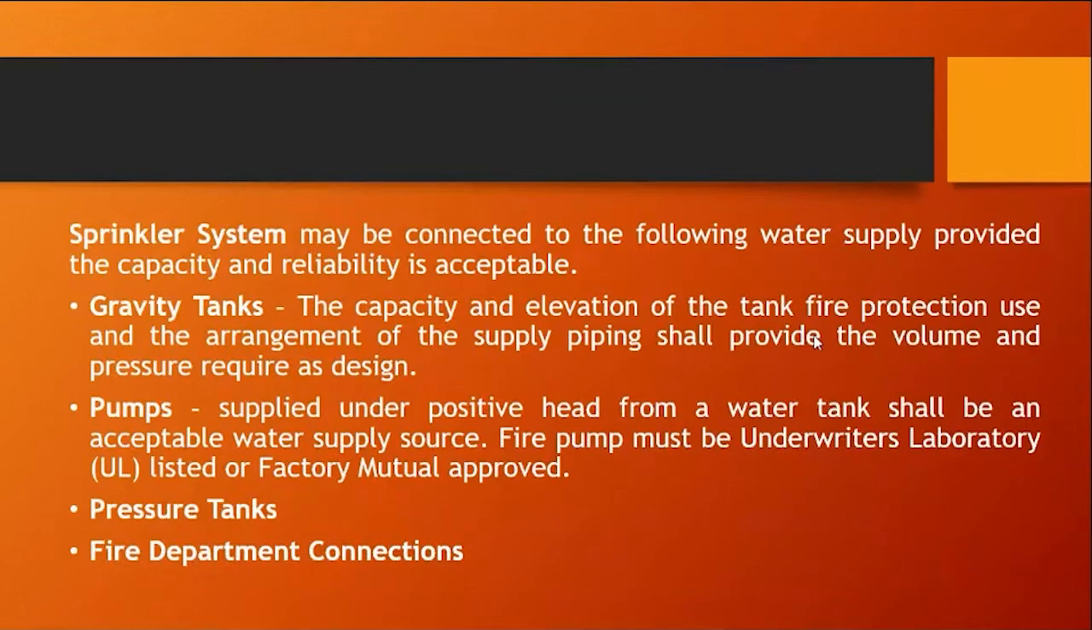So, sprinkler system required the following water supply provided the capacity and reliability is acceptable. First is gravity tanks: capacity and elevation of the tank, fire protection use, and the arrangement of the supply piping shall provide the volume and pressure requirements as designed. Next is pump, supplied under positive head from the water tank, shall be an acceptable water supply source.